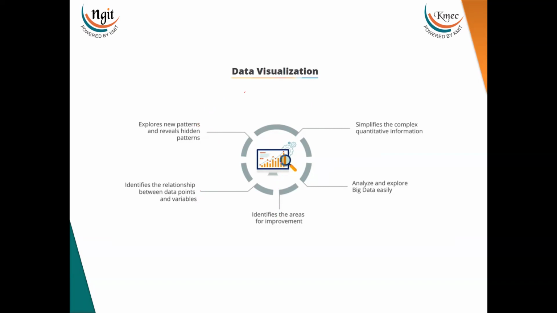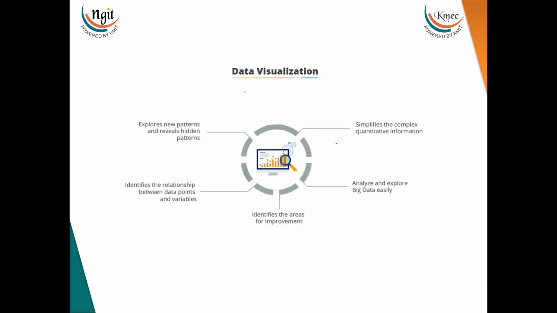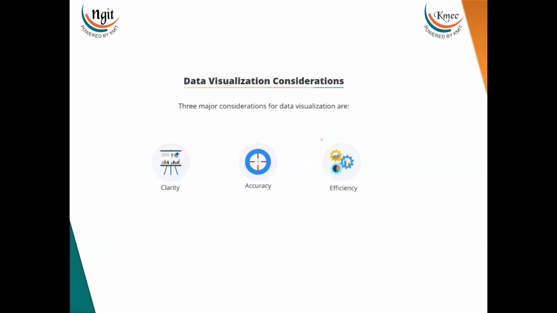Just as we discussed in the previous example, suppose so and so product is not good in this particular region. So we will come to know. So the next year, we are going to concentrate on that particular product in that particular region. It also helps to analyze and explore big data easily and simplifies complex quantitative information. So these are some of the features or some of the uses if we use this data visualization.